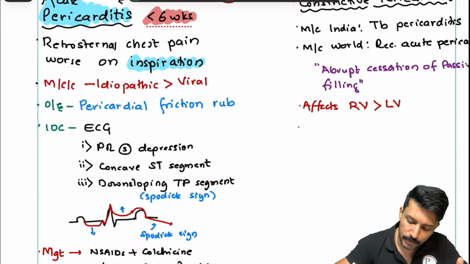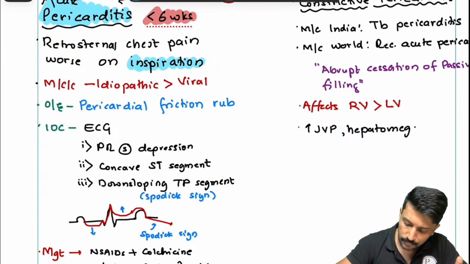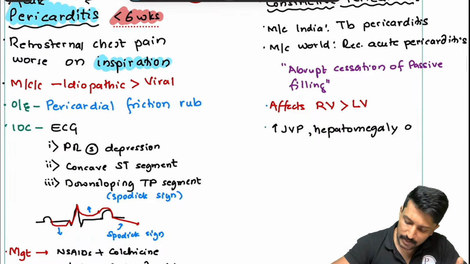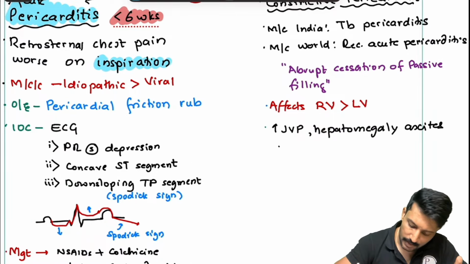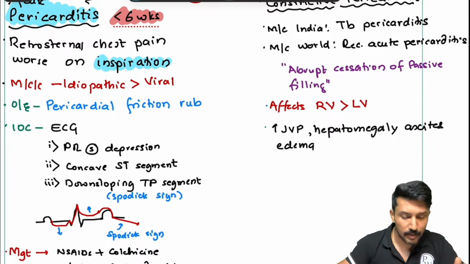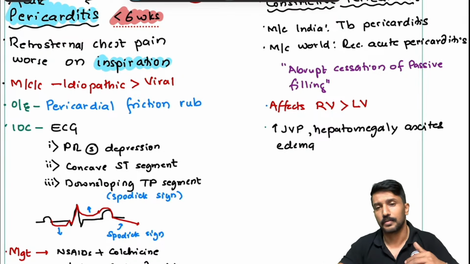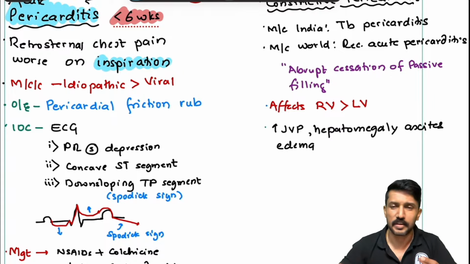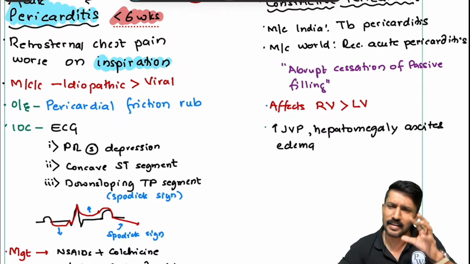So in terms of clinical features, these patients will have raised JVP, hepatomegaly, ascites and edema. Same things I will also get in patients with tricuspid stenosis, tricuspid regurgitation, PS, PR, anything that affects the right side.